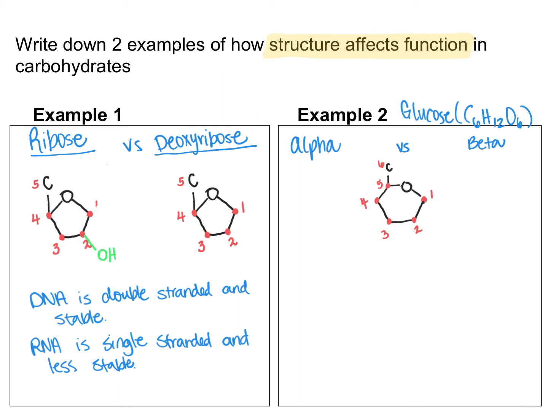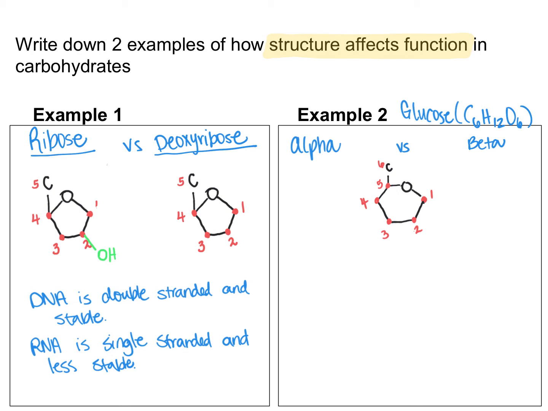Given this basic structure, I'm going to tell you the difference between alpha and beta glucose. After I've given you this, I want you to pause and make a prediction as to what this is going to look like. Ready? The difference between alpha and beta glucose is at carbon number 1. Alpha glucose has a hydroxyl group pointing downward, whereas beta glucose has the hydroxyl group at carbon number 1 pointing upward. So take a minute now to predict what that's going to look like, and I will show you the answer.